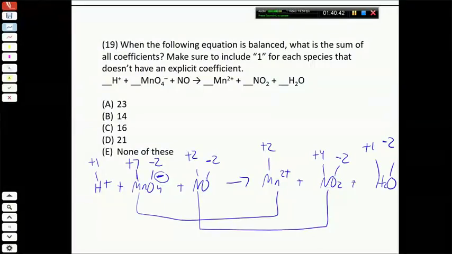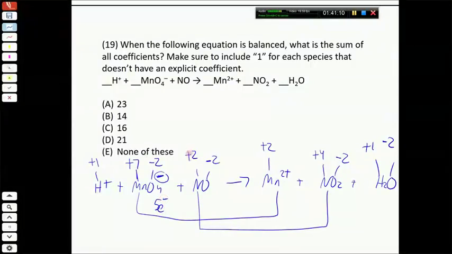And so the reason we do this is we're going to add the coefficients for these 4 species first: MnO4-, Mn2+, NO and NO2. We're going to add the coefficients in a way that allows the number of electrons transferred to be balanced between the two. So the number of electrons transferred is given by the difference in the oxidation numbers between reactants and products. Manganese starts as +7 and goes to +2, so that's going to be 5 electrons, a difference of 5.